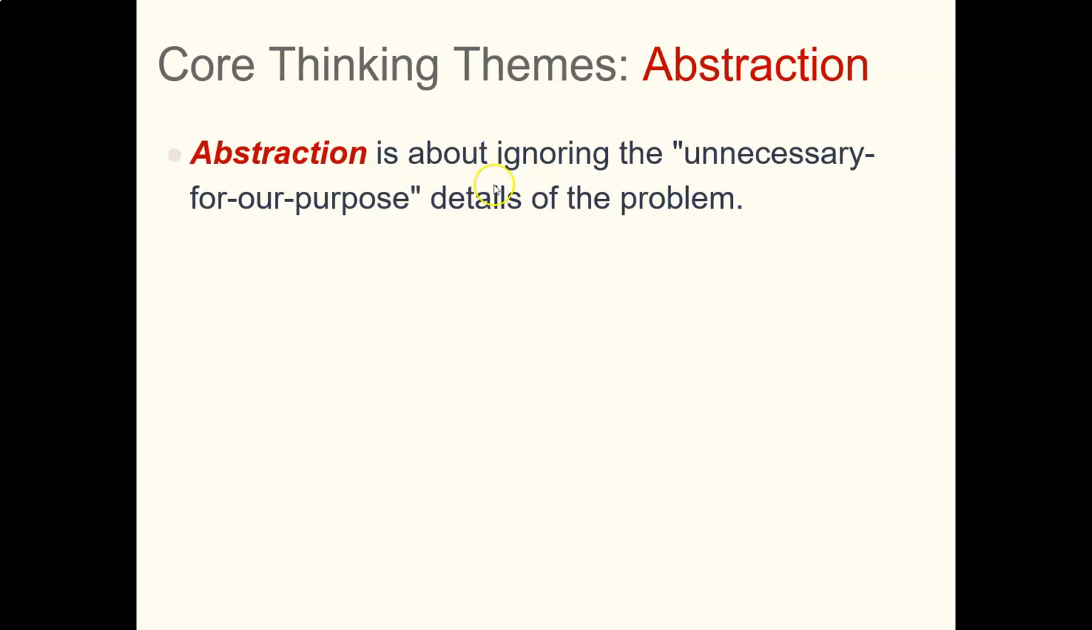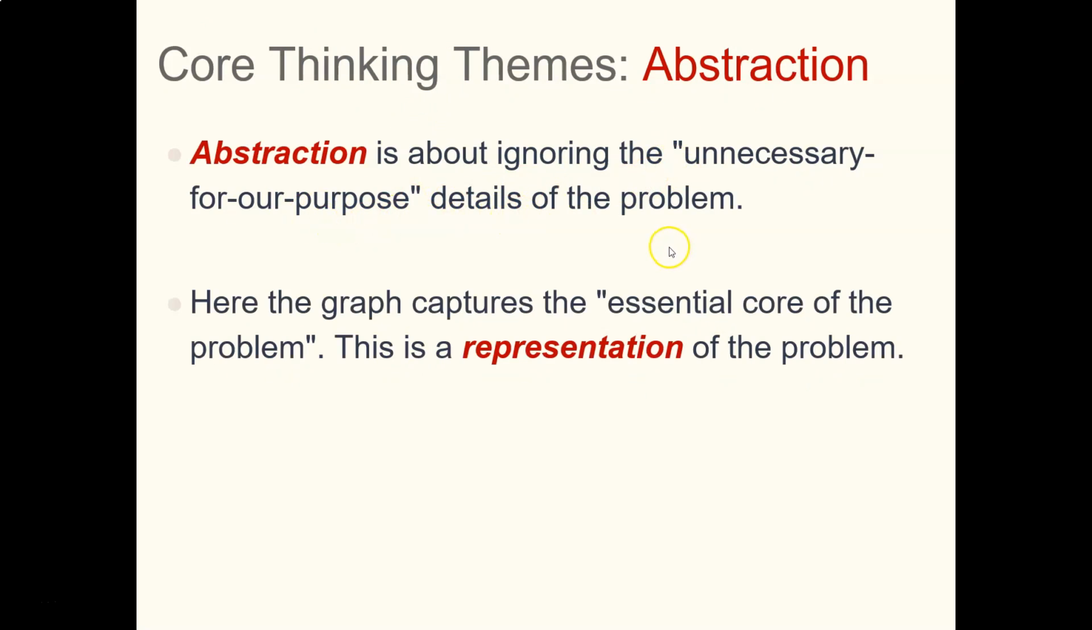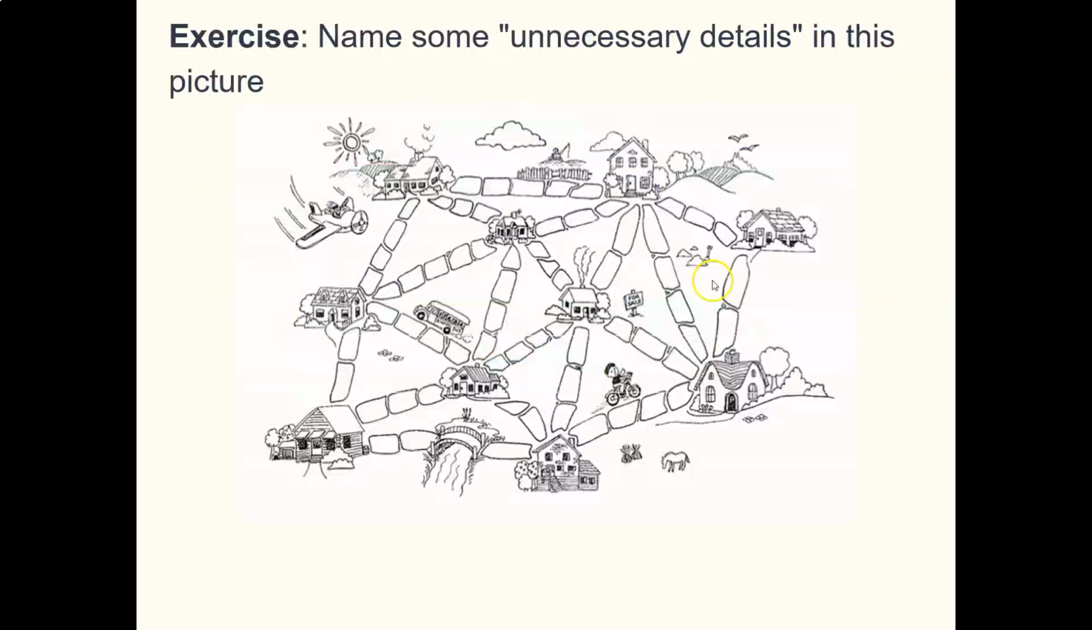Remember, this course is about computational thinking, right? And one aspect that we learned about computational thinking is the use of abstraction. Abstraction is about ignoring the details of the problem that are unnecessary for our purpose, right? So here the graph captures the essential core of the problem. This is a representation of the problem. For example, in this particular example, what are the unnecessary details in this picture that we ignored or didn't consider? Pause the video and think about it.